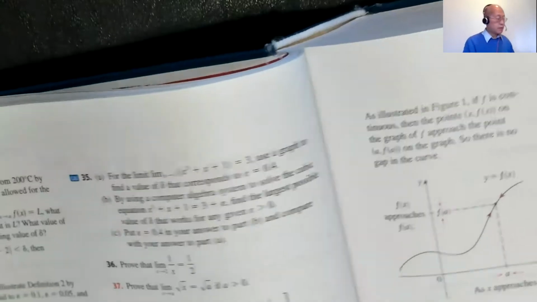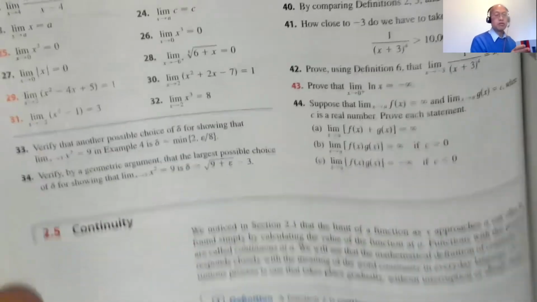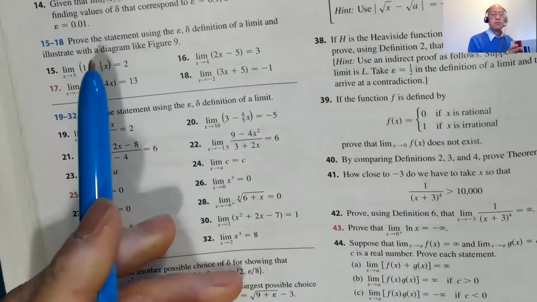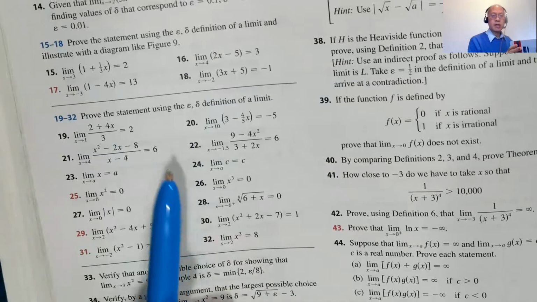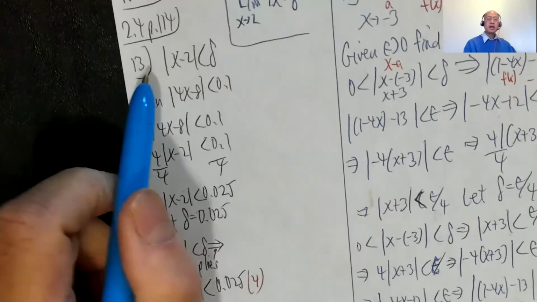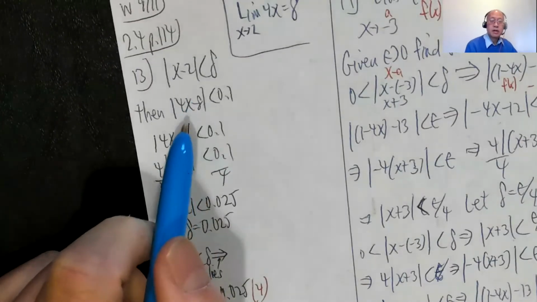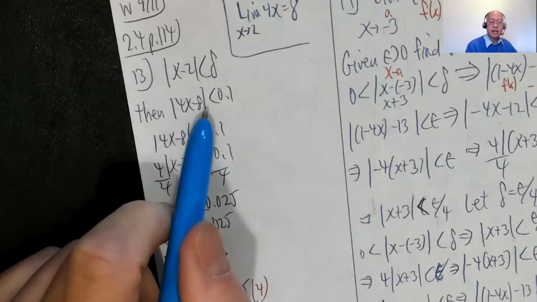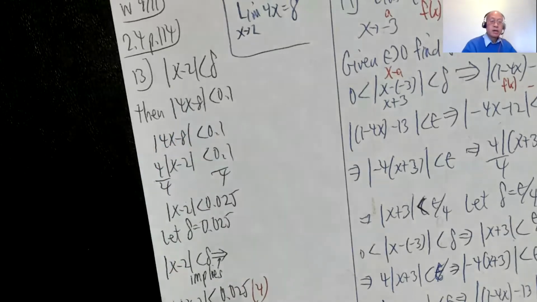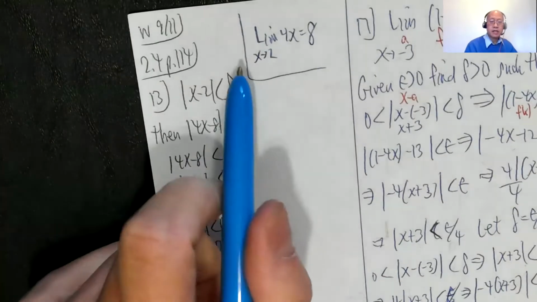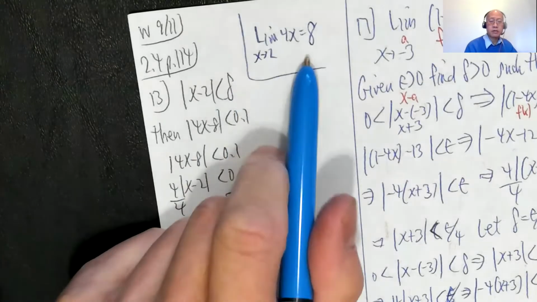Now, how do I do all the rest of the problems, which are basically proofs? Prove all of these using epsilon and delta. And I'll show you how to do that now. Okay, first 13. Absolute value of x minus 2 is less than delta. Then absolute value of 4x minus 8 is less than 0.1. Okay, this is basically a setup to say that the limit as x approaches 2 of 4x equals 8.